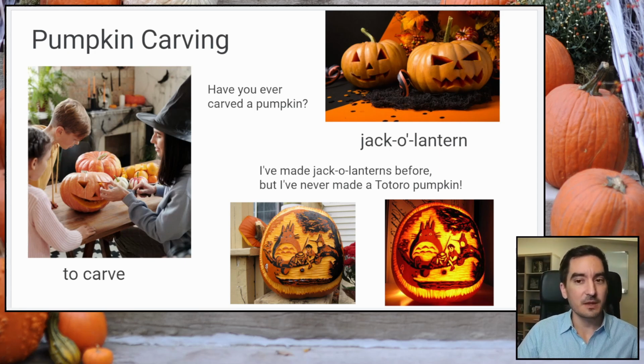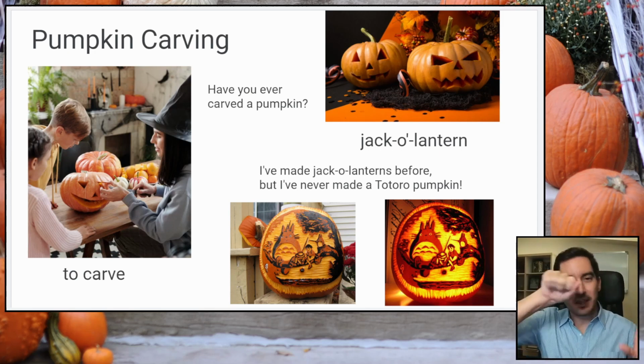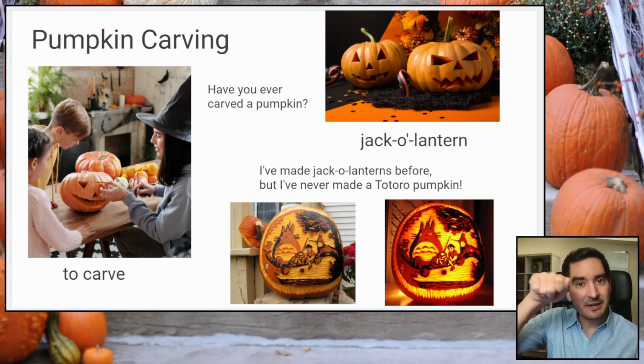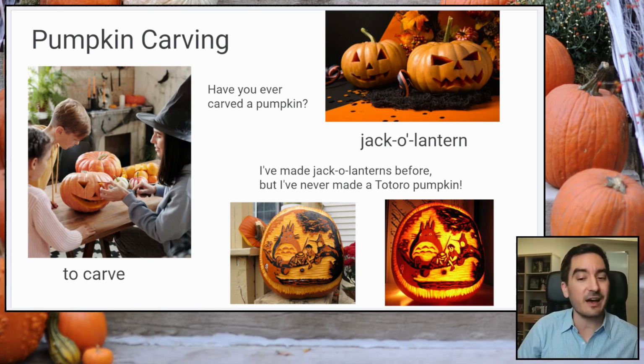Okay. First up is the word carving. To carve something means you take a knife and you cut a shape out of it. So here you can see this mother carving the pumpkin. She's using that knife to cut a hole for the eye.